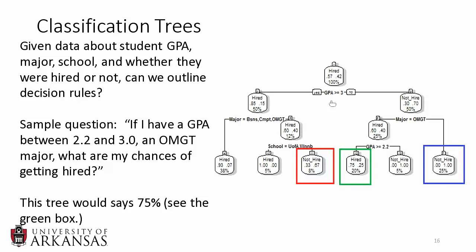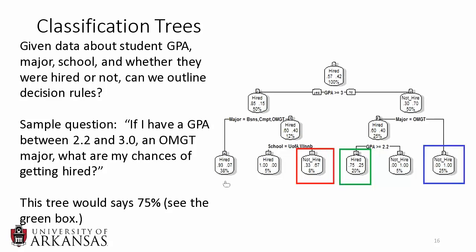If it was above a 3.0, that's a yes, you go to the left. So everybody over here, about 50% of everybody, has a GPA above 3.0. And these are your folks who have a GPA not above 3.0. Then there's a different split down here. Of the good students, the next most important factor was what your major was. If your major is business, computers, or OMGT, you go down into this leaf here, and if your major was anything else, you go down over here. This leaf is about 38% of the pool, but these folks have a 93% chance of being hired.